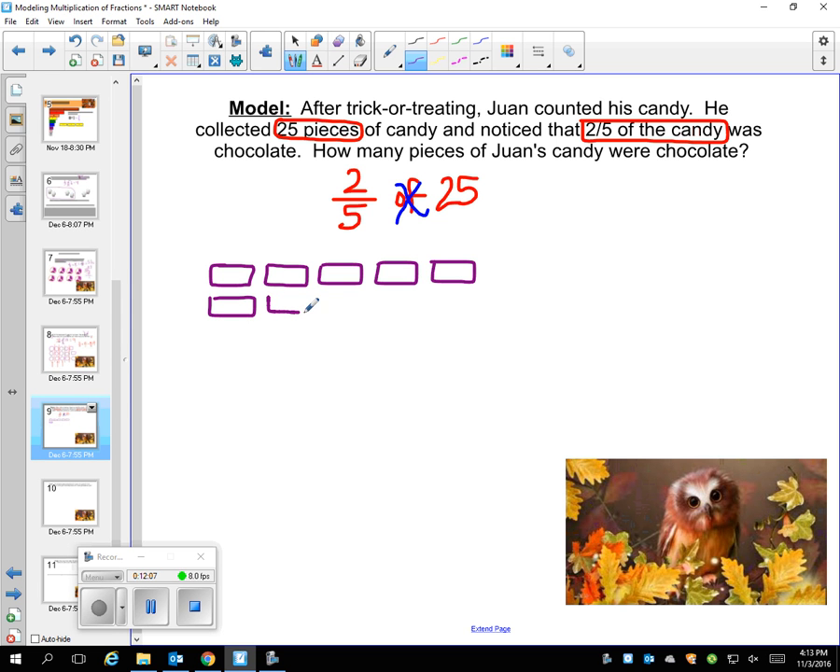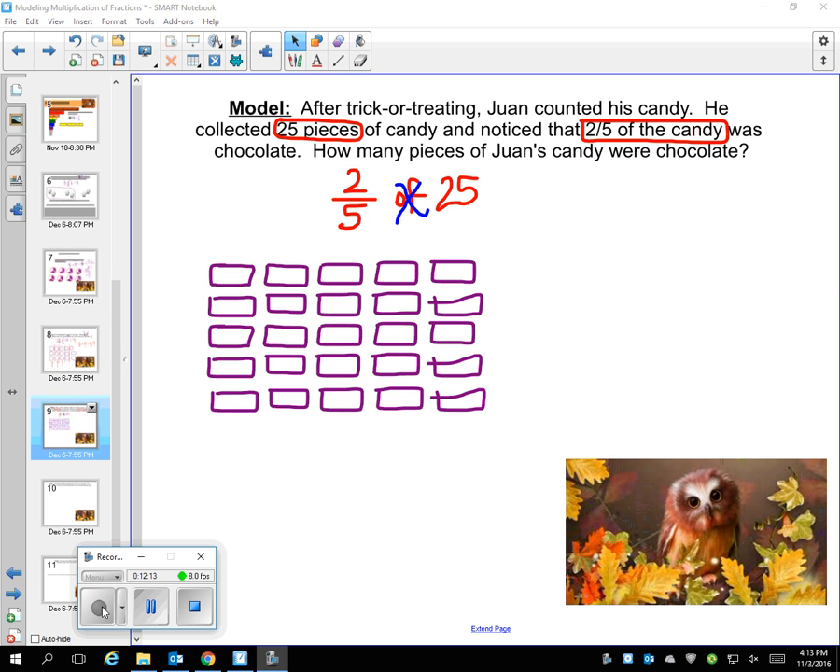25 of them. So you pause the video, you draw your 25. I'm going to pause the video and draw mine. 25 pieces of chocolate. Okay, now I've got to divide it into groups of 5. So I'm going to take the whole 25 and I'm going to split it into groups of 5. I think I can do it like this.